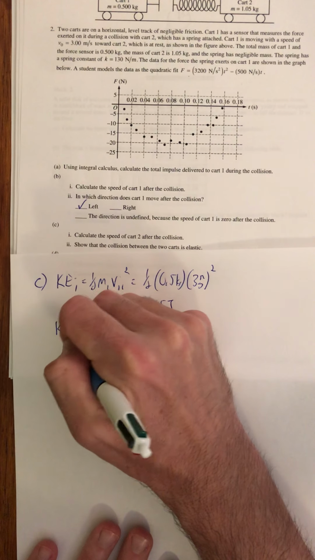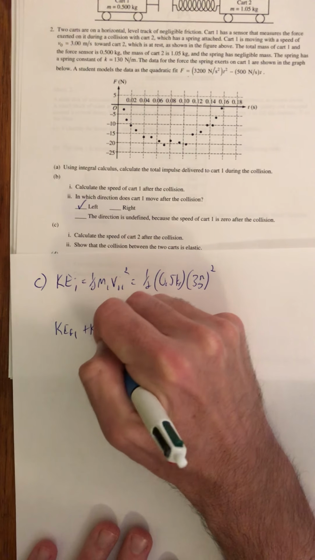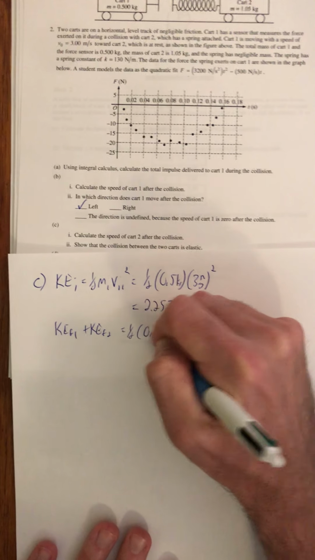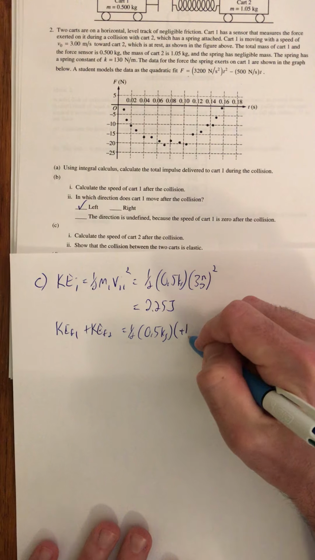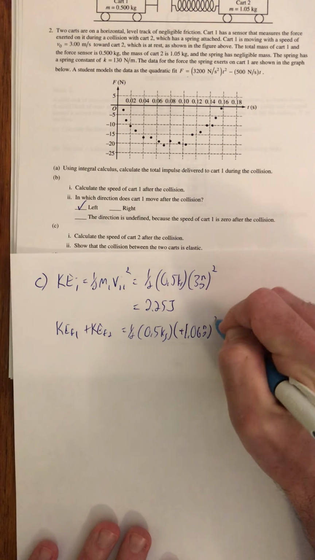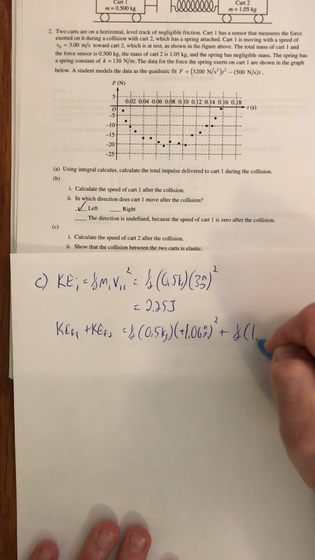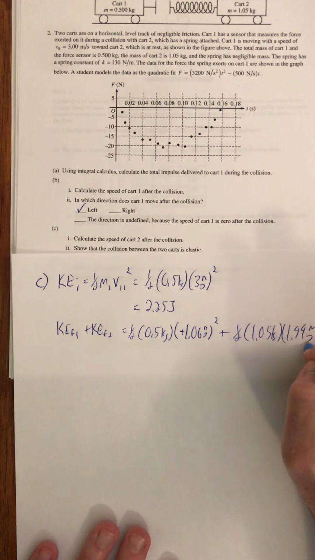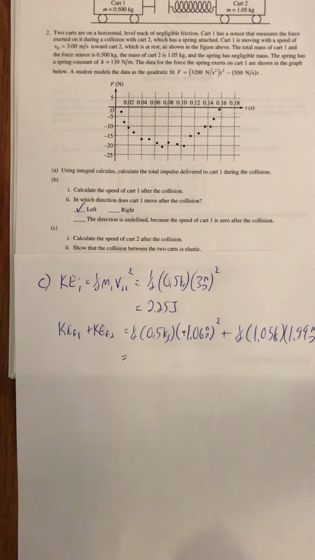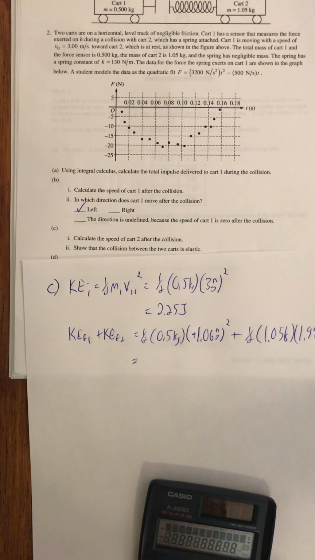Okay, KE final of 1 plus KE final of 2, so that's 1/2 times 0.5 kg. And we're just putting in speeds here, so 1.06 meters per second squared, plus 1/2 times 1.05 kg, and then this is 1.99 meters per second. And if we do those numbers, let's see what we get.